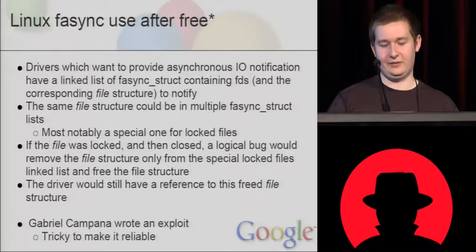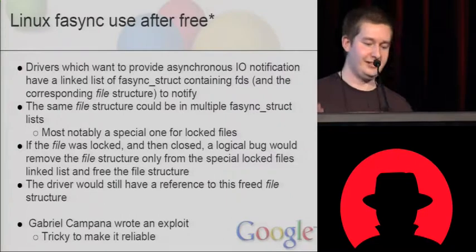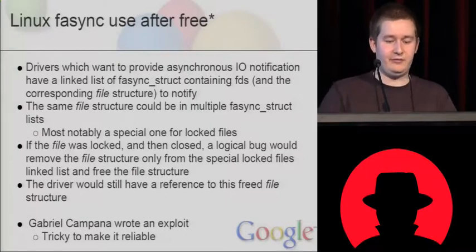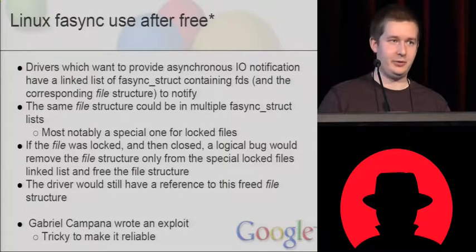So then you have this structure in the second list that's been released and is being passed out to anybody else who wants some k-malloc buffer. So the driver still had a reference to this freed file structure. So we wrote a proof of concept, but we didn't get an exploit working simply because it was really, really complicated.